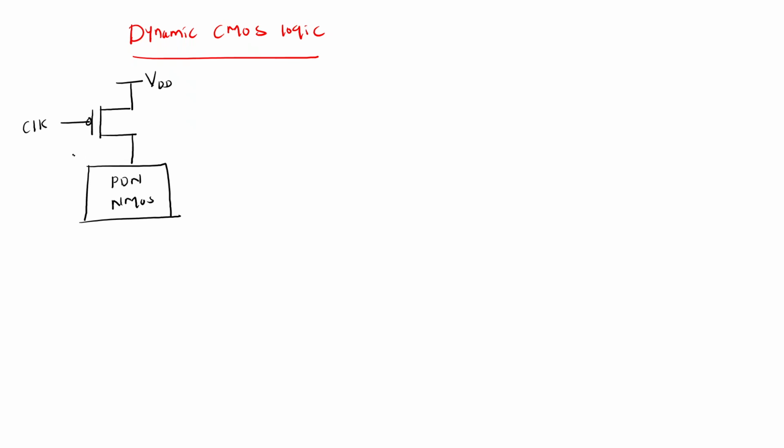If you see dynamic CMOS logic, you have VDD, and here you have a gated PMOS. This is nothing but you are giving a clock. That is a gated PMOS, and next you have this is a pull up. This is a pull down network, as you have NMOS circuits, and there are some inputs for the pull down network. Let us take K inputs.